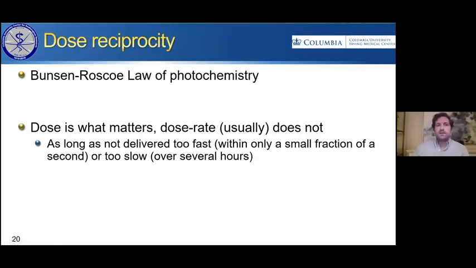Important to dose is the Bunsen-Roscoe law of photochemistry. Luckily, you don't have to remember that name, but what does matter is the law of reciprocity states that the dose is what matters, not the dose rate. So that means that as long as you're not delivering this dose within too short of a period of time, and when I say too short, I mean a small fraction of a second, like less than a millisecond even, or over too long of a period of time, so over multiple hours, more than 8 hours, then this law of reciprocity doesn't really hold anymore. There are other functions that will come into play that mean you might not see the same efficacy for a given rate or a given dose if you change the time scale too much.